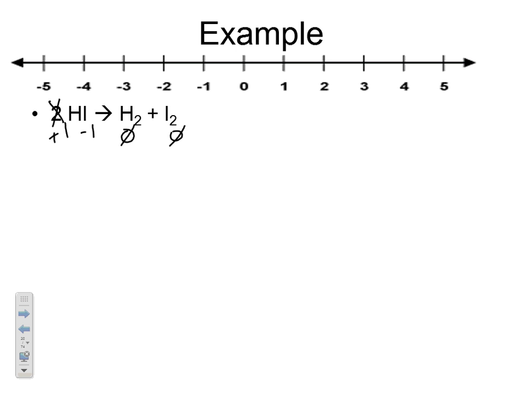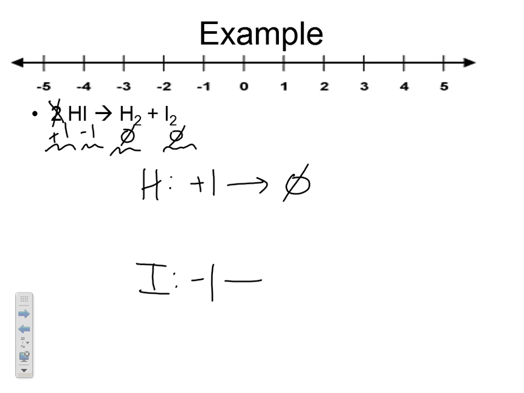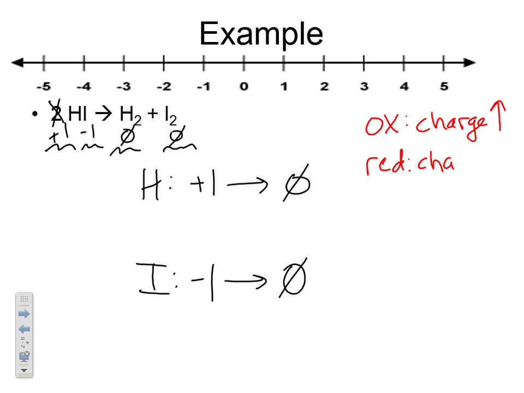I assigned oxidation numbers. Now I'm just going to summarize what I see, and I see that the hydrogen starts at a charge of +1, but it ends at a charge of 0. So I'm just going to write that. Hydrogen goes from +1 to 0. And the iodine starts at a charge of -1, and it ends at a charge of 0. So the iodine goes from -1 to 0. And now I want to decide which thing is oxidizing, which thing is reducing. Again, in oxidation, charge increases. In reduction, charge decreases. So it's all about what's happening on the number line.